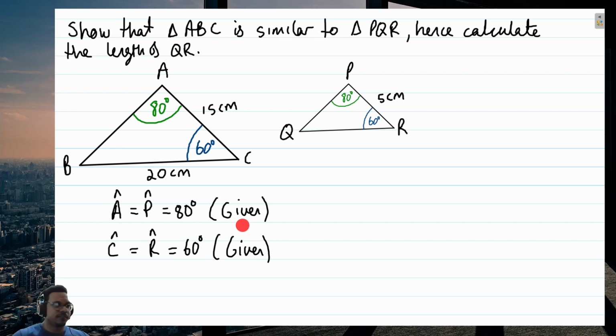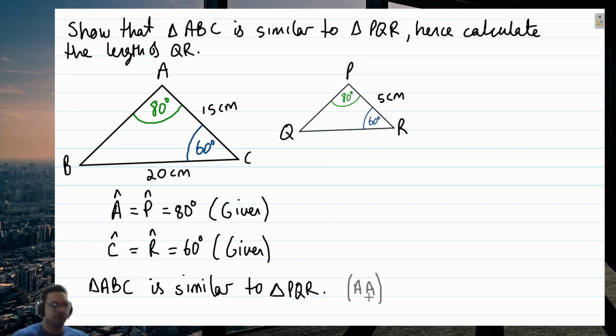Now I have enough information to say that these two triangles are similar. And the reason for these two triangles being similar would be angle, angle. Now that we have shown that the two triangles are similar, we will now calculate the length of the side QR. On both triangles, I have the angles 80 and 60, and this angle at B here is not stated.